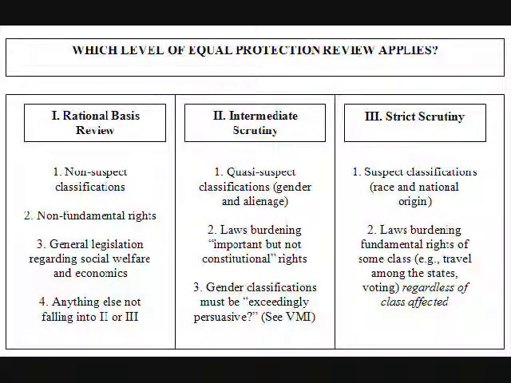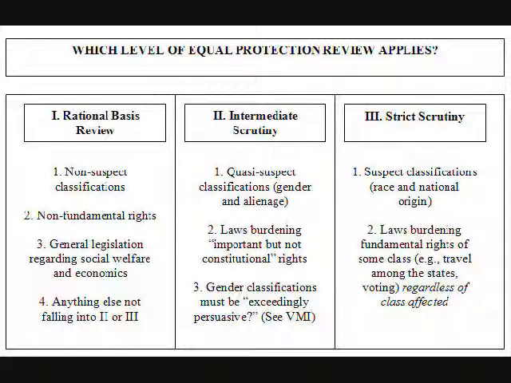All classifications that do not qualify as suspect or quasi-suspect will be determined under the lowest level, the rational basis test. In order for a challenged law to be upheld under this test, the state must prove that the classification is rationally related to any legitimate interest of the state.